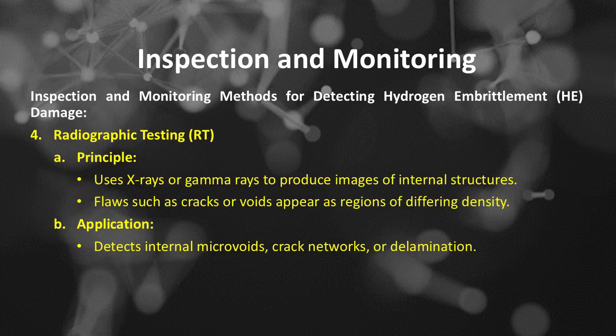Inspection and monitoring methods. Number 4 is radiographic testing, or RT. Its principle is that it uses X-rays or gamma rays to produce images of internal structures. Flaws such as cracks or voids appear as regions of differing density. Application: radiographic testing is used to detect internal microvoids, crack networks, or delamination.